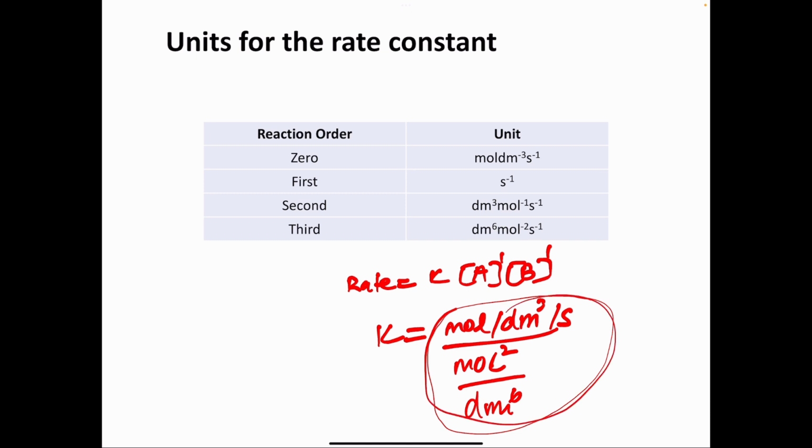So for a zero order reaction, the units for k are going to be mol per dm³ per second, because for zero order the rate is proportional to k, and since the units for rate are mol per dm³ per second, they're going to have the same units. For first order, it's going to be per second. Again, k should be the rate, which is mol per dm³ per second, divided by, in this case, if it's first order, just mol per dm³. So this leaves us with per second as the remaining unit. And then for second order, it's going to be dm³ per mol per second. And for third order, it's going to be dm⁶ per mol squared per second.